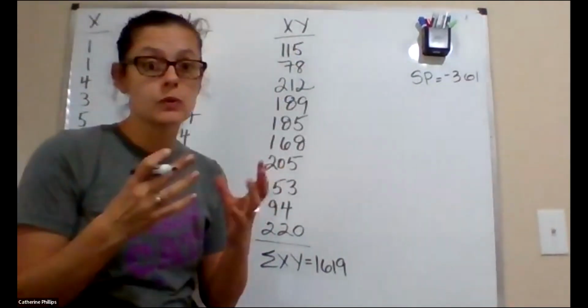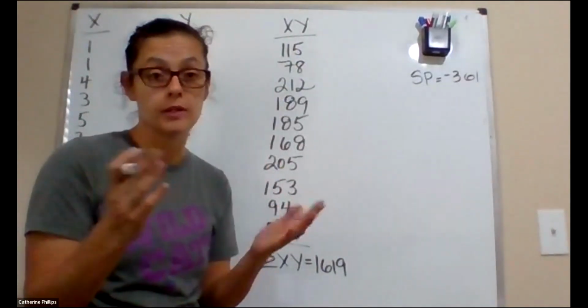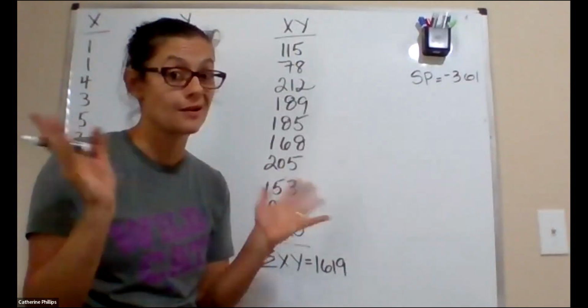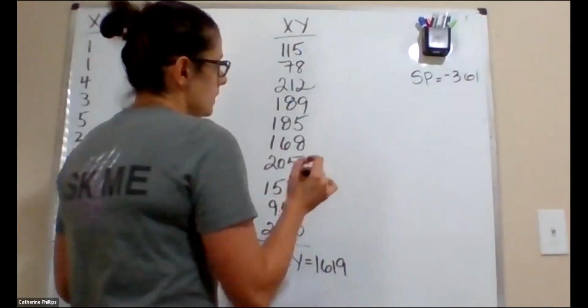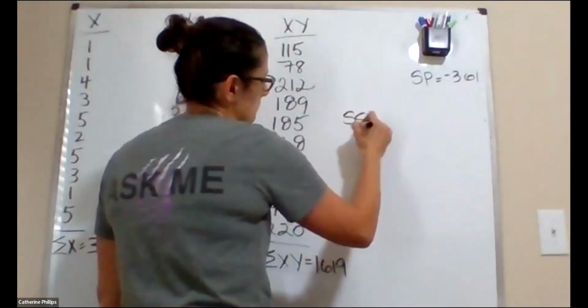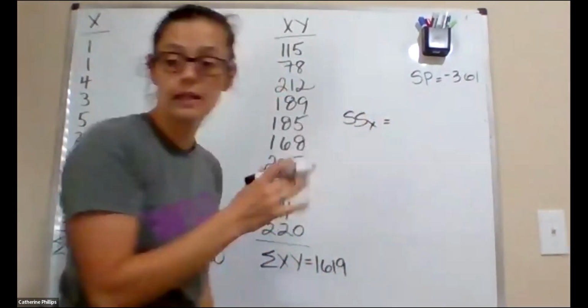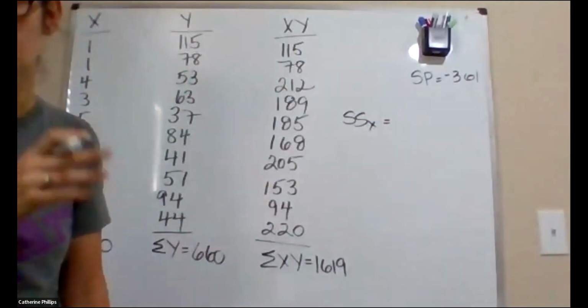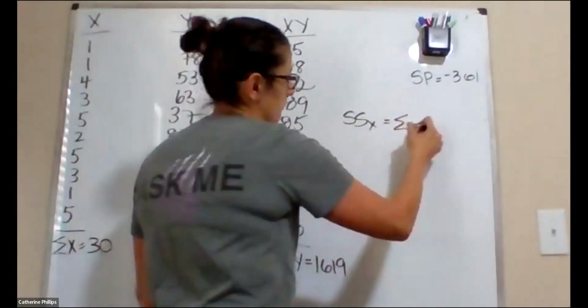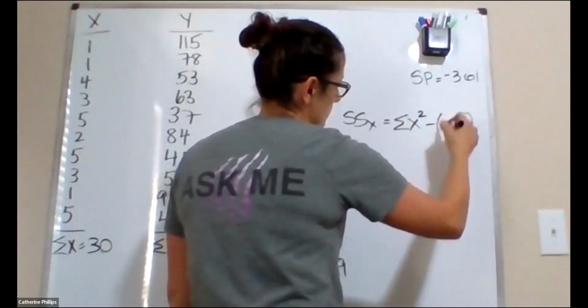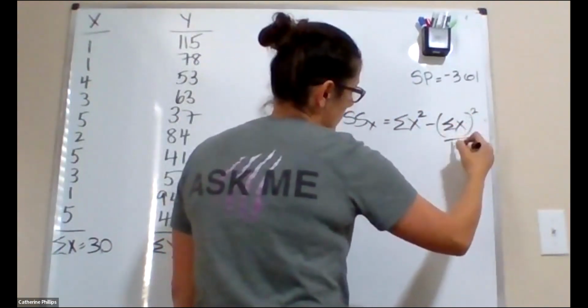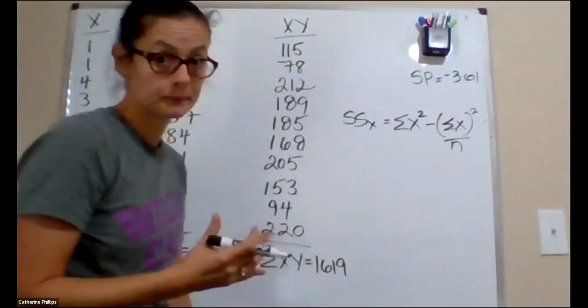I'm going to use the computational formulas for sum of squares x and sum of squares y, because I might as well, right? I already have parts of it done. So sum of squares x, the formula for that is the sum of x squared, subtract the sum of x squared divided by the number of scores.